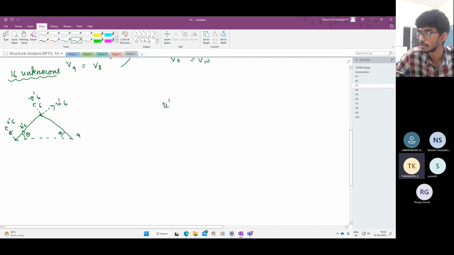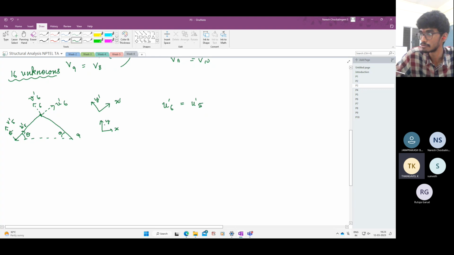Now, what do I know? U dash 6 is equal to U dash 5. So it is not UV, it's along an inclined coordinate system. So if this is our XY coordinate system, there is some X dash Y dash coordinate system. So in this coordinate system, what I have is U dash 6 is equal to U dash 5. That's all. So this ensures this member is actually rigid.